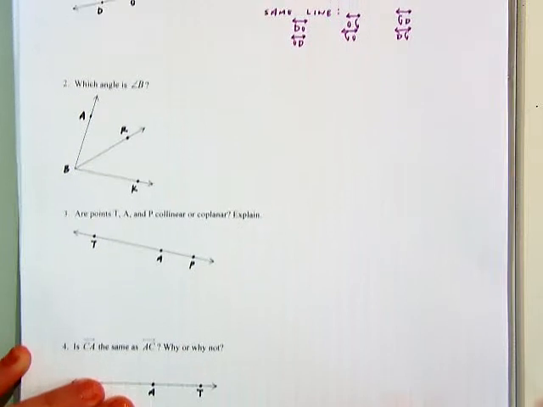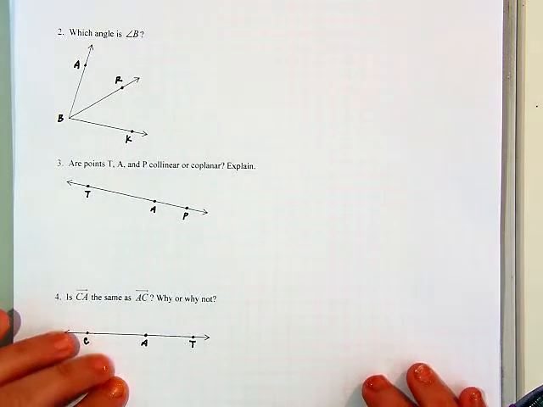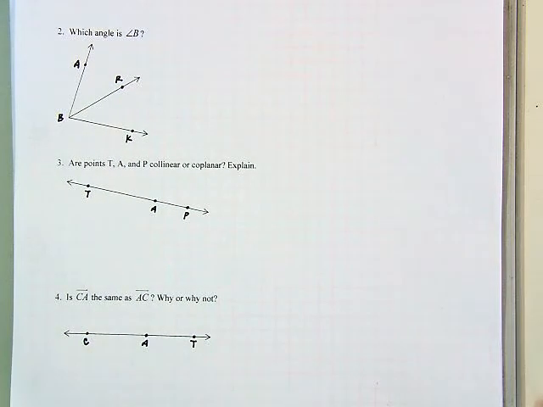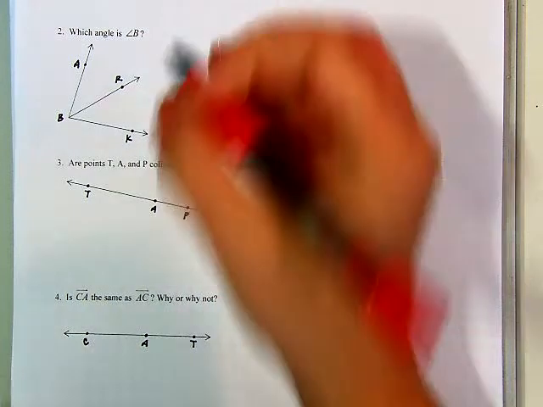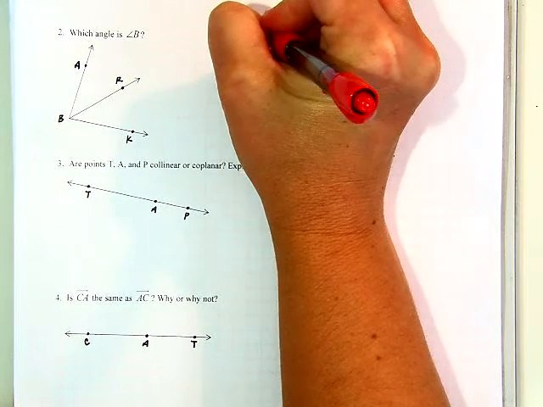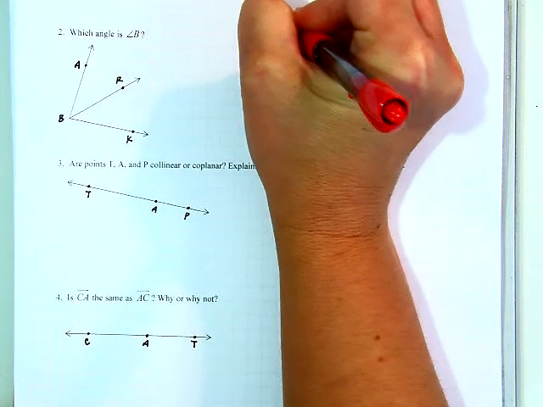Okay, question 2. Which angle is angle B? So here, this is meant to be a sneaky question. So let me write that. Sneaky question. I am intentionally being sneaky.